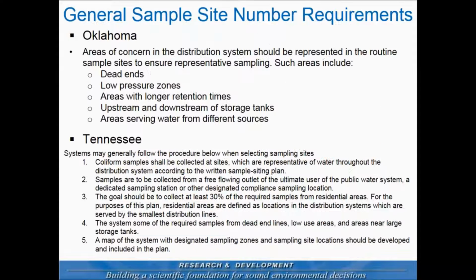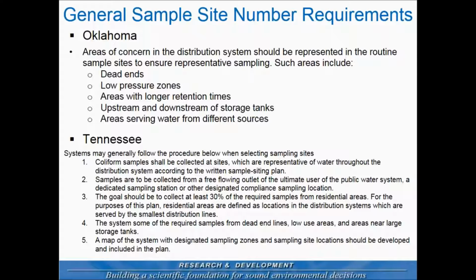Then we get into a little more general category where general advice is given. So for example, in Oklahoma, they specify to monitor at areas of concern in the distribution system, to include things like dead ends, low pressure zones, areas with longer retention times, upstream and downstream of storage tanks, areas serving water from different sources. So very much what you heard from Matt a little while ago.